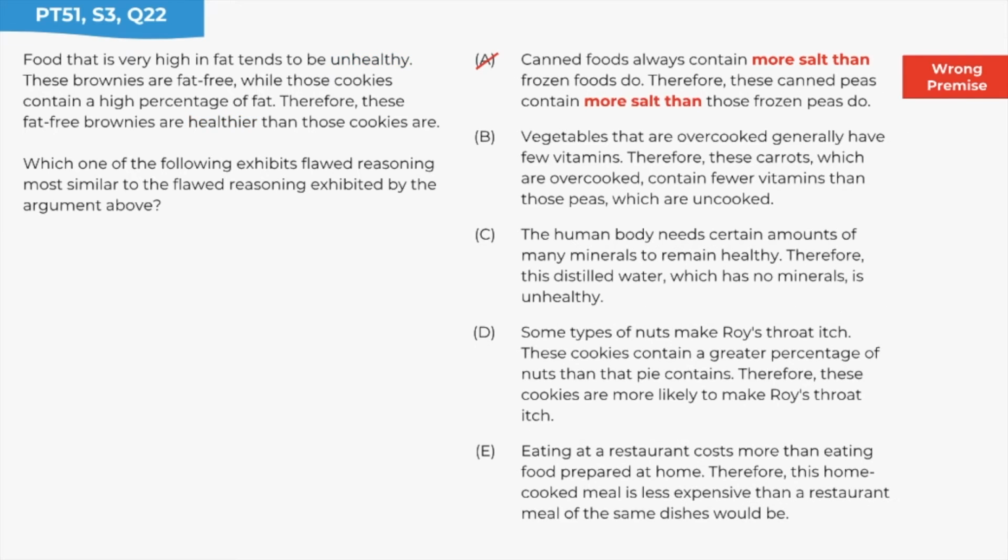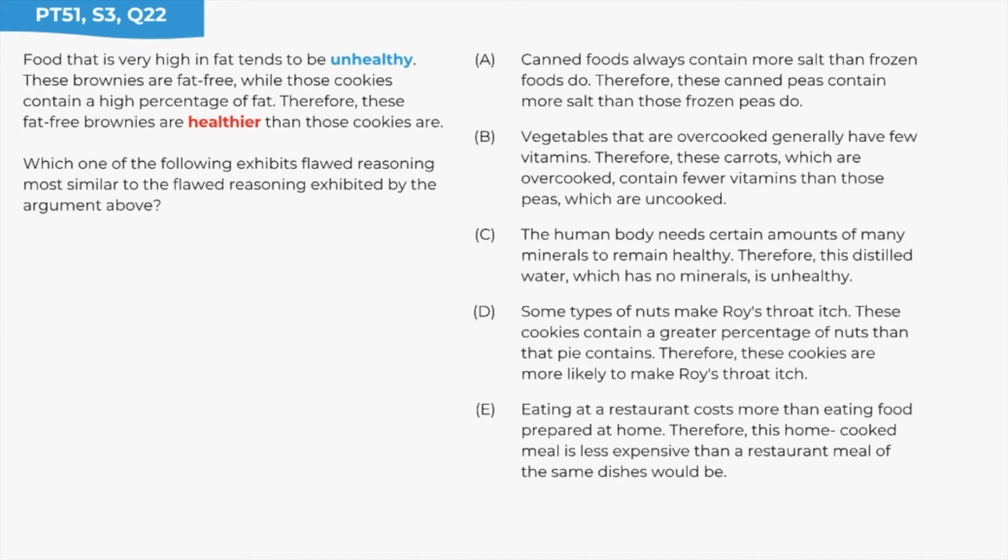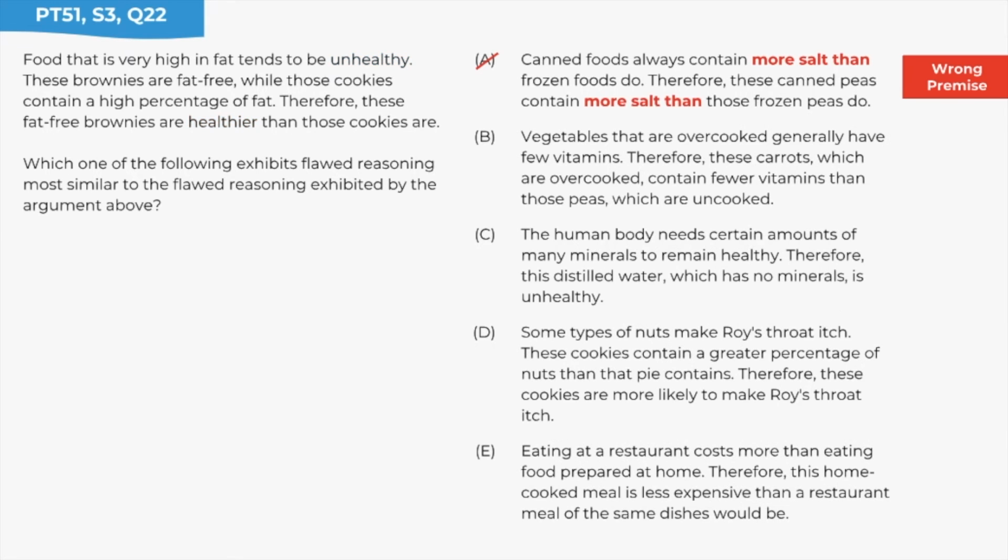Answer choice A says that canned foods always contain more salt than frozen foods do. Okay, so there's a relative comparison in the evidence, and we didn't get that in the original argument. So that's probably grounds enough to dismiss answer choice A. It goes on to say, therefore, that these canned peas contain more salt than those frozen peas do. So answer choice A actually has that relative comparison in both the premise and in the conclusion. It's wrong. Let's get rid of it.